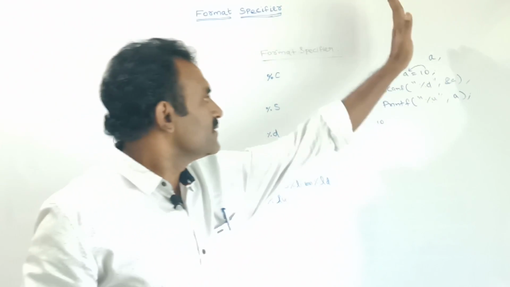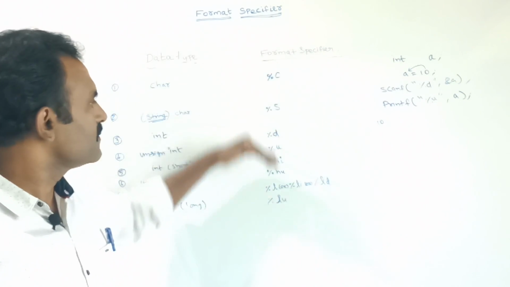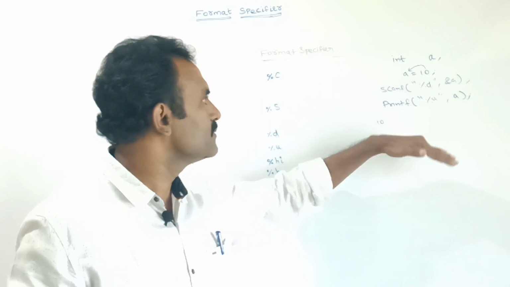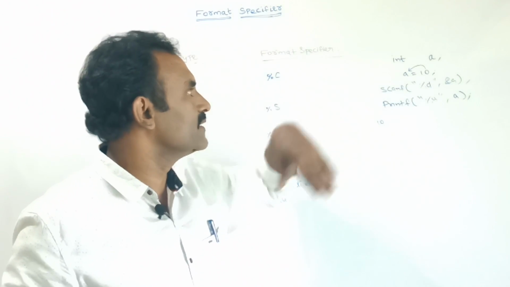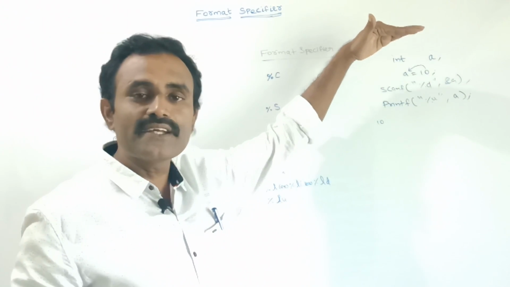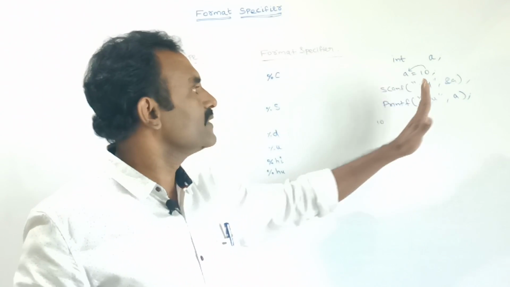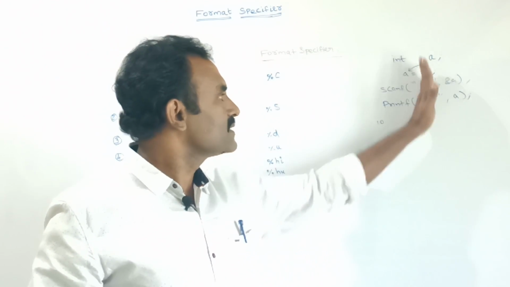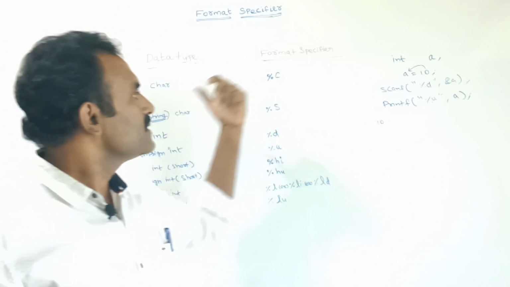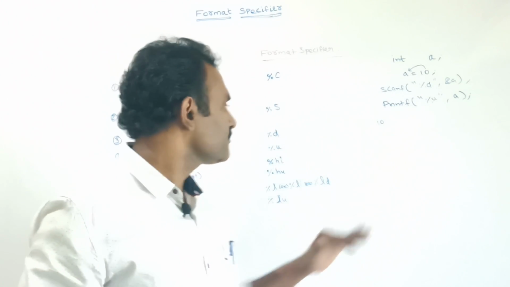Here in the first part the format specifier will change depending upon what we have declared for the variable. Depending upon the declared data type, in the first parameter we can specify the format specifier.